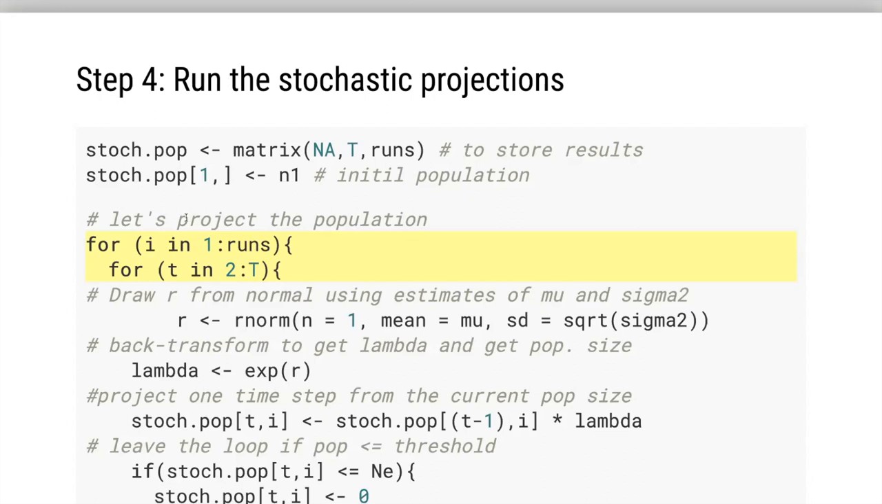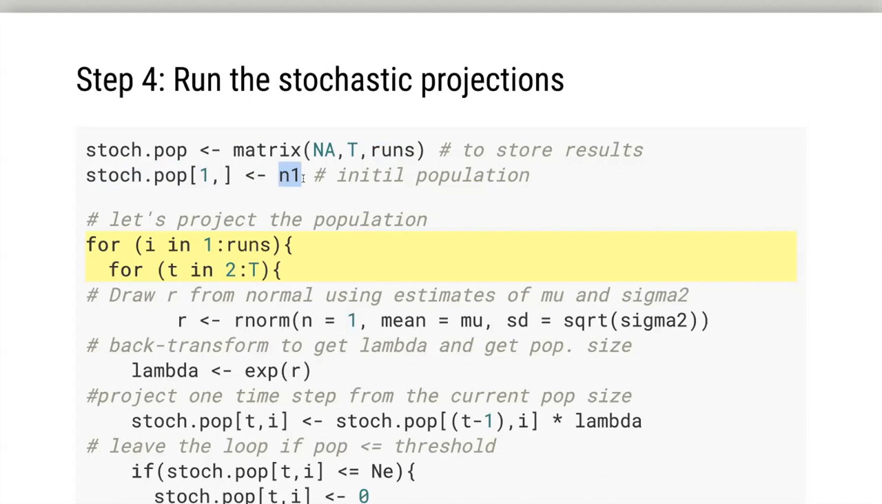We're going to store the population trajectories in an object that we can call stock populations, for example, stock pop. So it's a matrix. I fill it with NAs to start with. It has T rows for each year of the projection, and 500, in this case, 500 columns for each replicate of the population trajectory. So we're going to have 500 populations of 500 columns. We fill the first line with the initial population, N1, which I think was 40 for the bears.